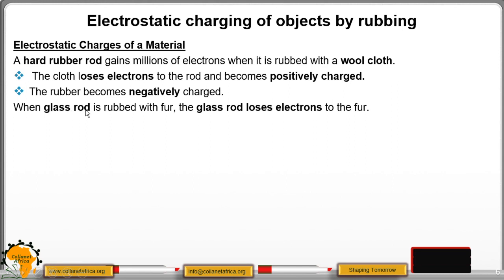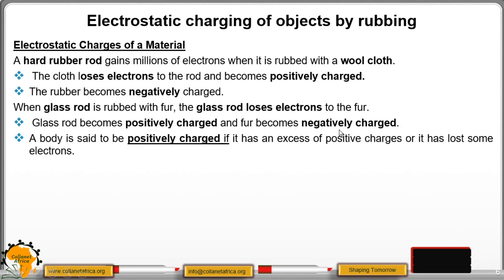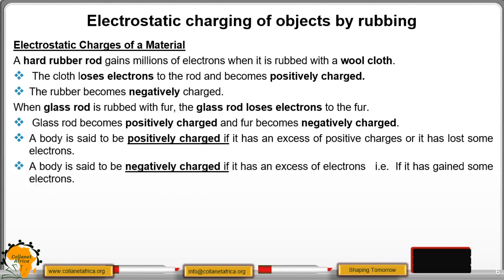But when we have a glass rod and you rub it against fur, the glass rod loses electrons to the fur, and therefore it becomes positively charged and the fur becomes negatively charged. A body is said to be positively charged if it has an excess of positive charges, or in other words, it has lost some electrons. A body, on the other hand, is said to be negatively charged if it has an excess of electrons, or it has gained some electrons from another body.